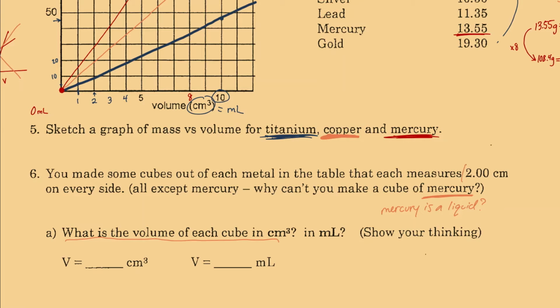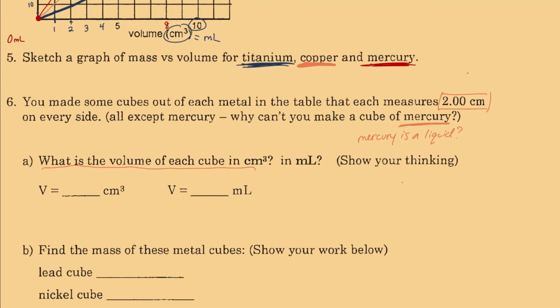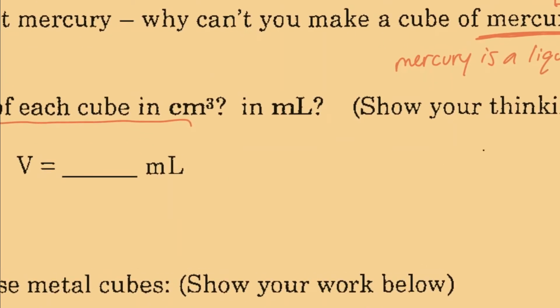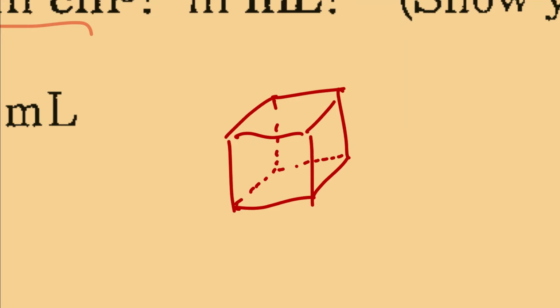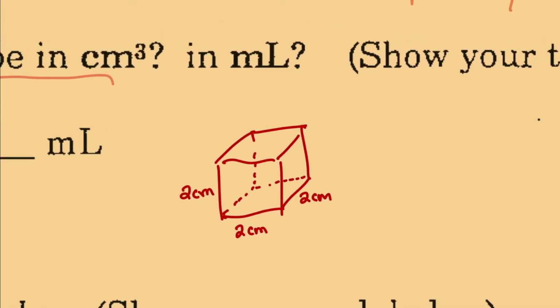Well, I know that each of these cubes measures 2 centimeters on every side. Let's draw a cube. I'm going to draw a cube like this. It's not a perfect cube, but it doesn't need to be. And I know that this cube, in case you're having trouble seeing my cube, measures 2 centimeters on every side. So that's 2 centimeters by 2 centimeters by 2 centimeters. In all 3 dimensions, it's 2 centimeters. And that's the definition of a cube, right? We need to have equal side lengths all the way around.